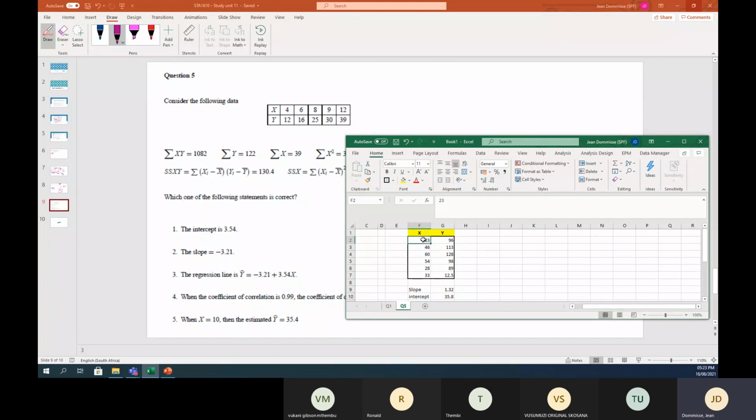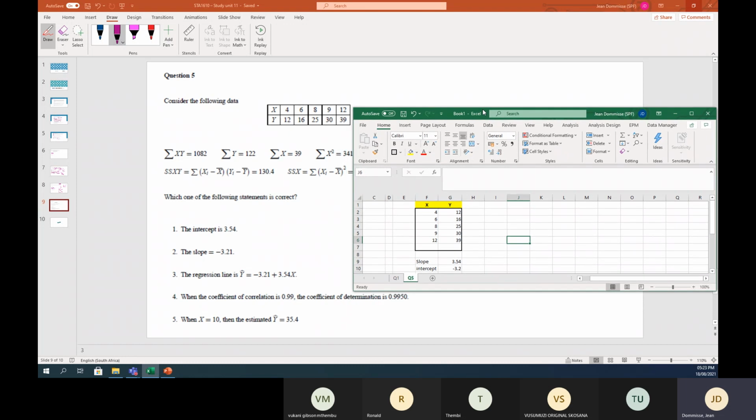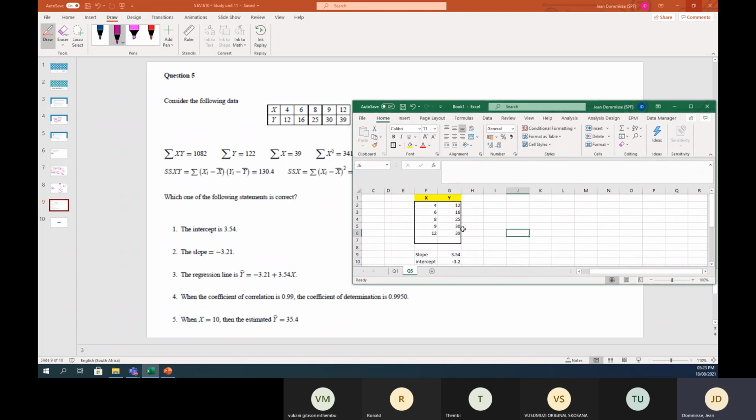So let me put in the data. It is 4, 6, 8, 9, 12. Let's take that one out. Then 12, 16, 25, 30, and 39. And take that one out. Okay, so now you can see which one of the following statements is correct.